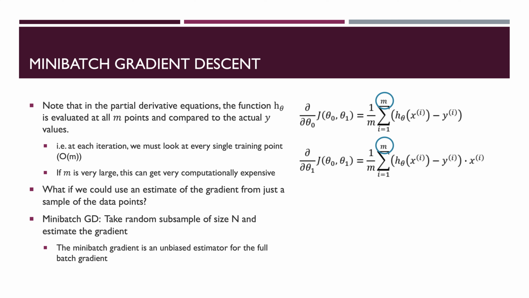And this is known as mini-batch gradient descent, where we take a random subsample of size n and just estimate the gradient. So instead of iterating through all 1 through m data points here, we'll only have to check a smaller number of values, the big N mini batch size. So this is an unbiased estimator for the full gradient. And by unbiased, this just means that it doesn't consistently over or underestimate the value of the gradient.